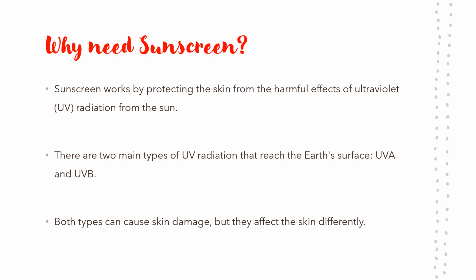Why do we need sunscreen? Sunscreen works by protecting our skin from the harmful effects of ultraviolet radiation, which we call UV radiation, coming from the sun. There are two types of UV radiation: one is UVA, the other is UVB. Both types can cause skin damage, but they affect the skin differently. It depends on the color and nature of the skin, and the effects are also different.